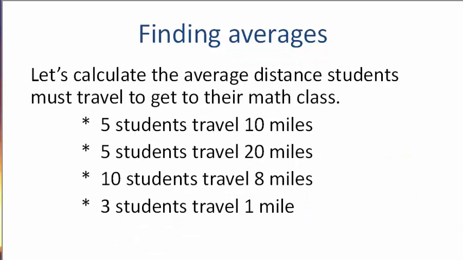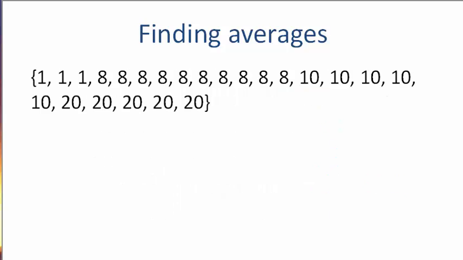So let's do an example where we calculate the average distance students must travel to get to their math class. Very important. So here's our data. We have 5 students who travel 10 miles, 5 students who travel 20 miles, 10 students who travel 8 miles, and 3 students who travel 1 mile. And I want to think of this set of data as one value for each student. So my n in this case would be the number of students, which is 13. So let's do this calculation now.